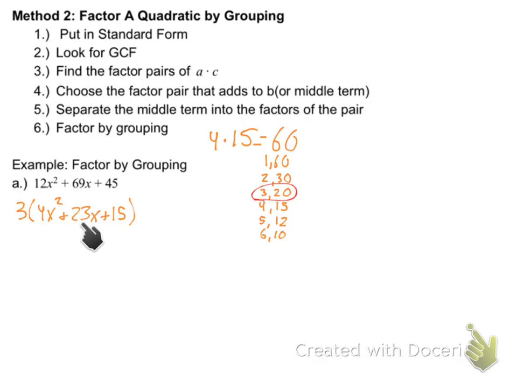Secret, guys, the order does not matter. Because what I'm going to do is, again, leave 3 outside. Maybe put a bigger set of brackets. 4x squared, I'm not touching. Plus 15, I'm not touching. But I am going to take 23 and break it up. I'm going to break it into a positive 3x and a positive 20x. The order does not matter. I could do 3x plus 20x or 20x plus 3x.